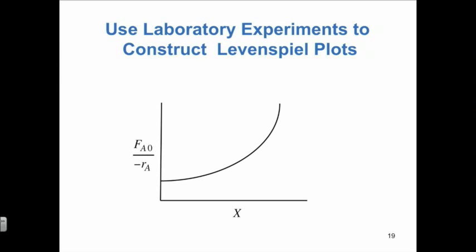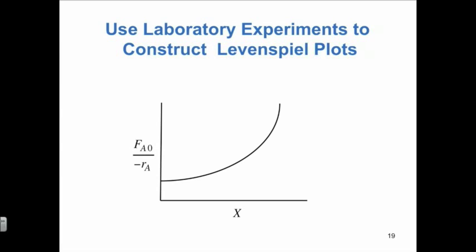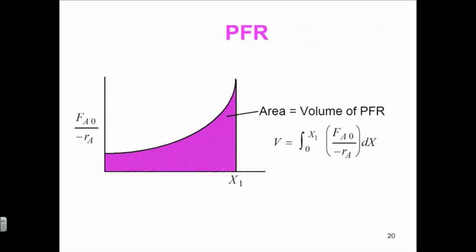Now let's consider a plug flow reactor. In a plug flow reactor, the rate varies continuously down the length of the reactor. Whereas in the CSTR, the rate is that at the exit where X1 is, which is where the rate is the lowest. But here the rate starts off high and then decreases to a smaller value as we move down the reactor. So in this case, the volume is the integral from 0 to X1 of FA0 over minus RA dX. Well, that's just the area under the curve of a Levenspiel plot.